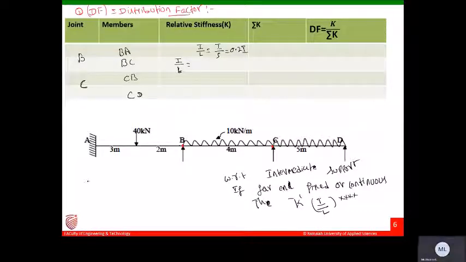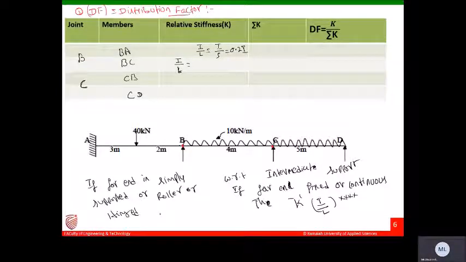Similarly, if the far end is simply supported, or roller or hinge, then K equals 3/4 of I by L. Okay guys, the relative stiffness will be 3/4 of I by L. So we need to remember this: what the relative stiffness will be for the various support conditions.